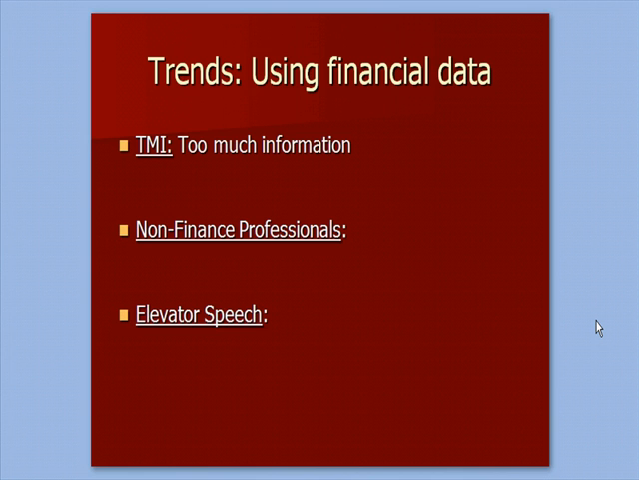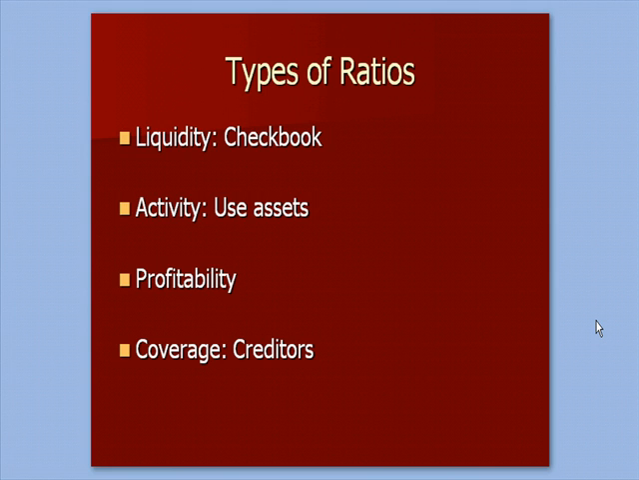And one of the ways you can do that is to explain trends using financial data. And a useful tool to explain trends is ratios. We've already talked about on two videos liquidity and activity ratios, and now we're going to go on to talk about profitability.